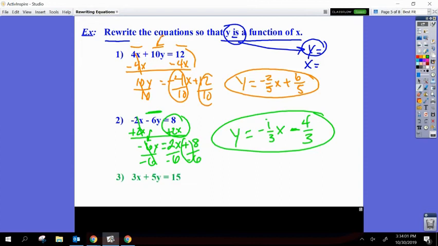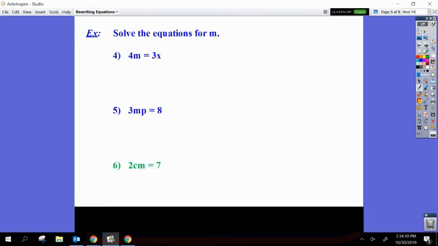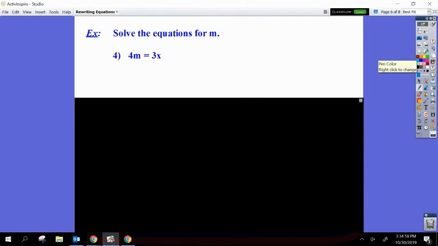This one you should do on your own. We will go over that next class, but you can go ahead and practice that one on your own, and we'll come back to it. Number 4 says solve for m. Makes it very easy instructions. This is a super easy one. Isolate the term that contains my variable.